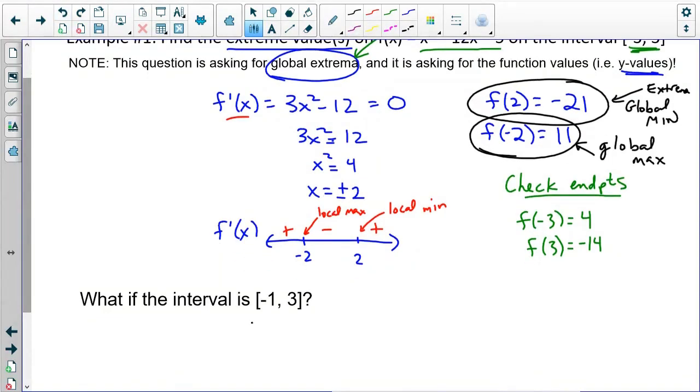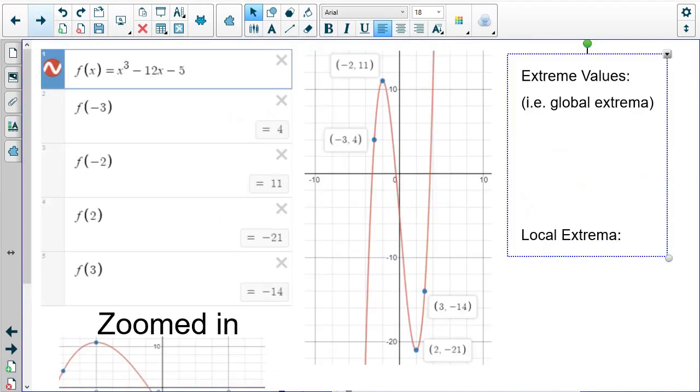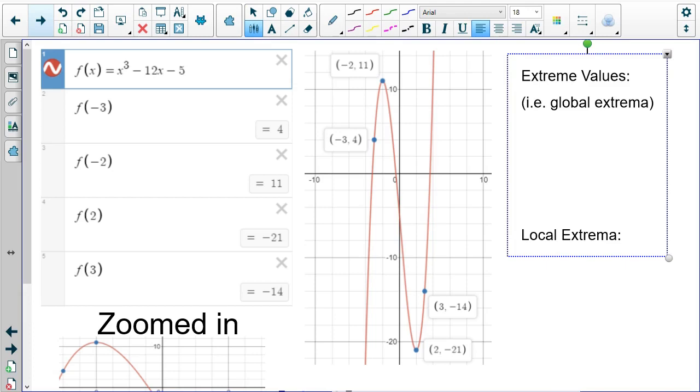How would that change if my interval is -1 to 3? Well, I'm just going to go through this on the other slides. So this was what I had originally. This was the original problem on -3 to 3. So I had f of -2 equals 11 was my max, and f of 2 equals -21 was my min. The local extrema were the same.